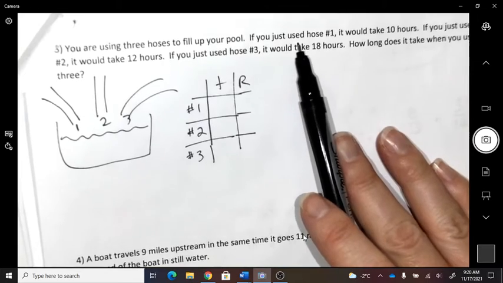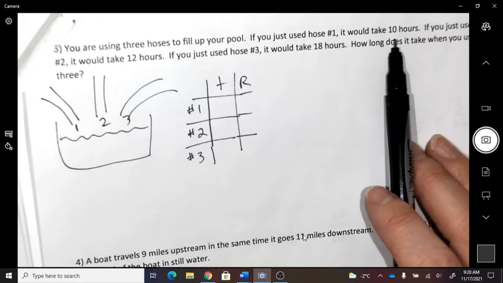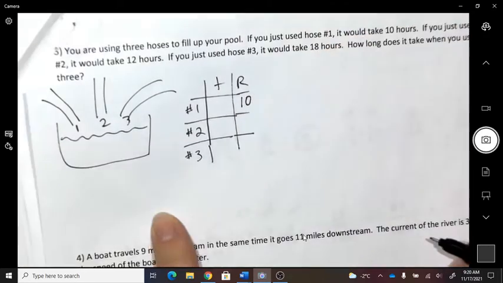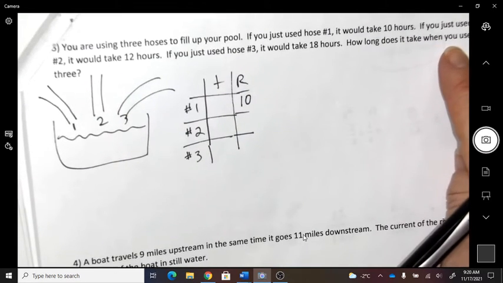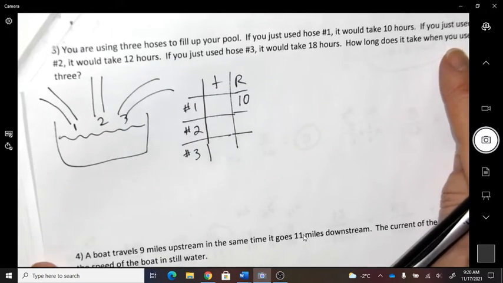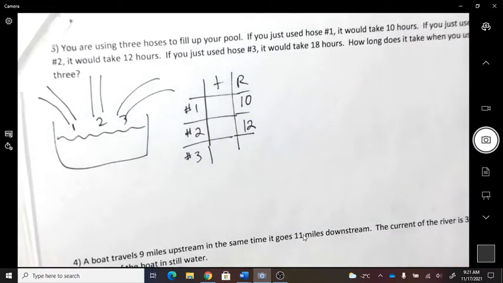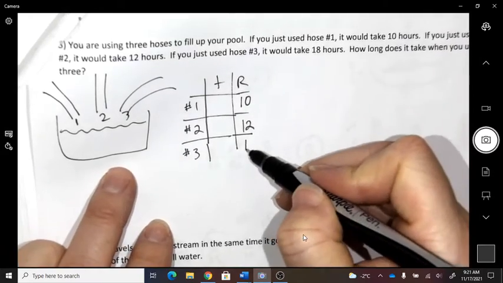If you just use the first hose, it would take you 10 hours to fill up the pool. So is that a time or is that a rate? That's a rate because it's how long it takes them alone to do the job. So that's a rate. If you just used hose number 2, it would take 12 hours. So that's also a rate. And if you just used hose number 3, it would take 18 hours. So that's a rate.